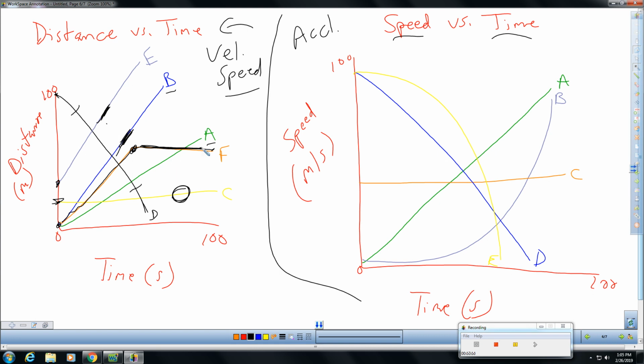Now we have acceleration, which is speed versus time.